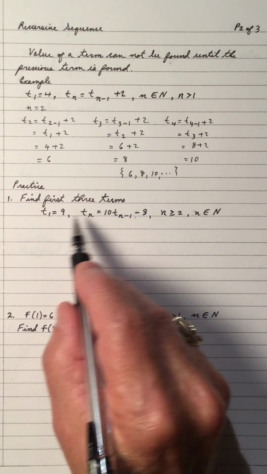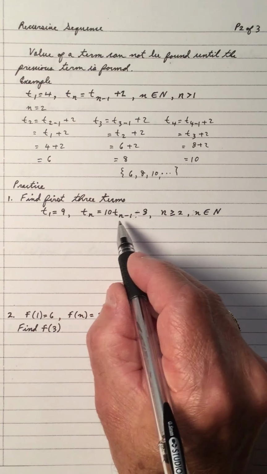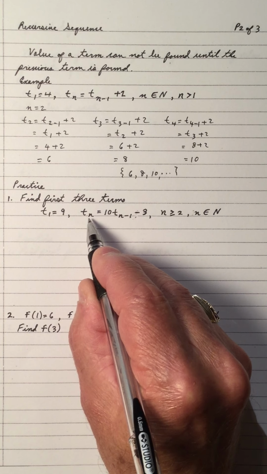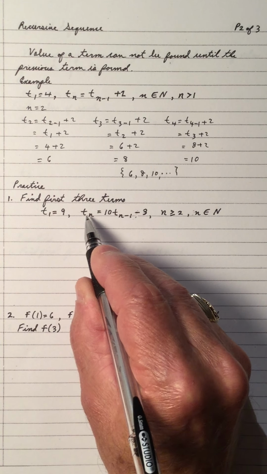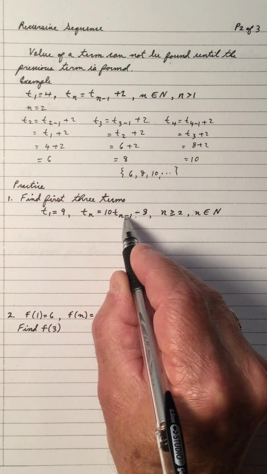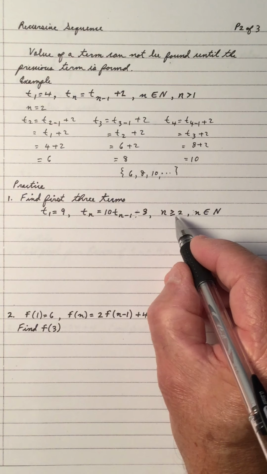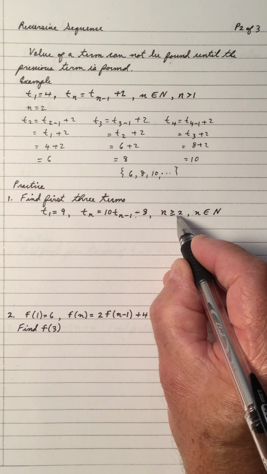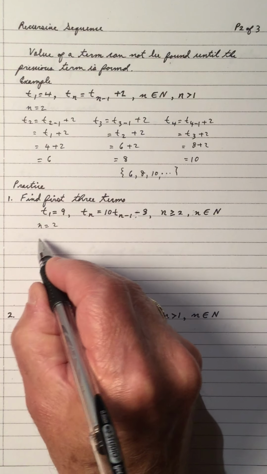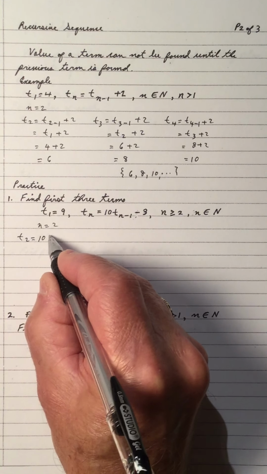So let's find the first 3 terms of another sequence. Again, this is recursive. Let's say I want to do T8. I cannot do T8 because T8 needs T7. I need term 7 before I can get term 8. So we have T1, and again, n is greater than or equal to 2. So we start at 2 or greater. So n is 2.